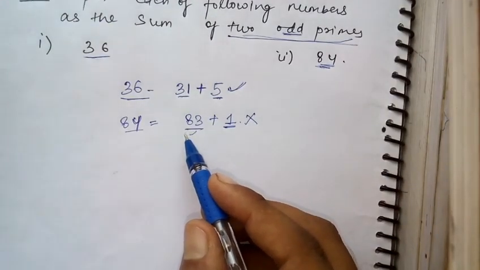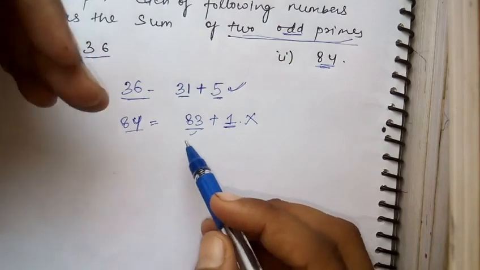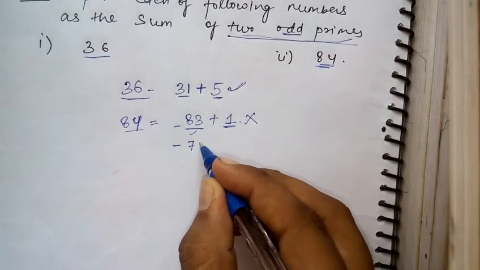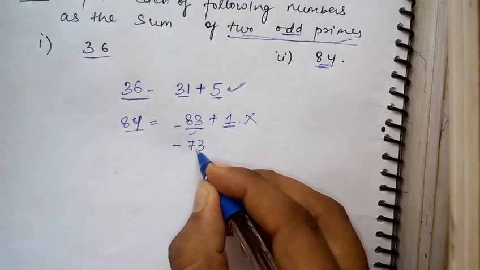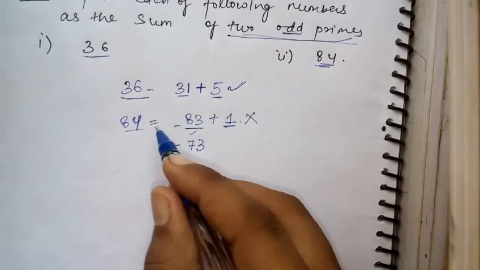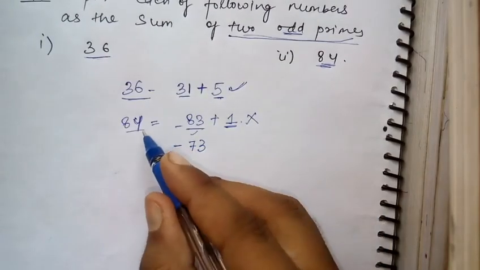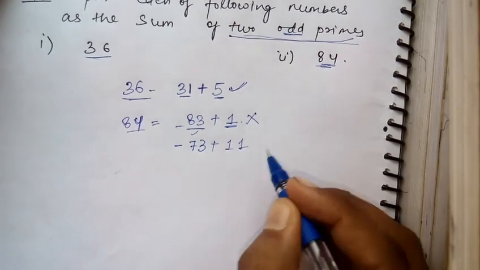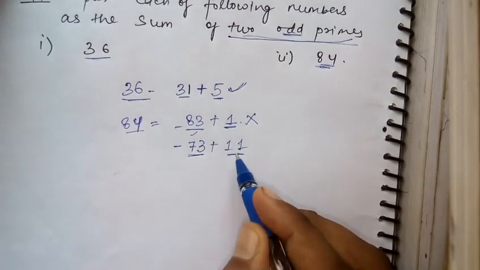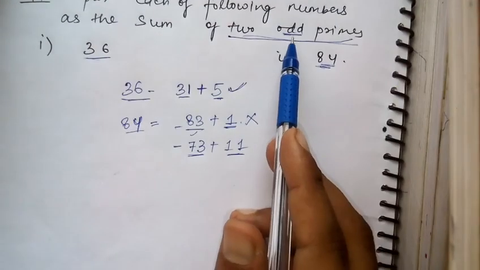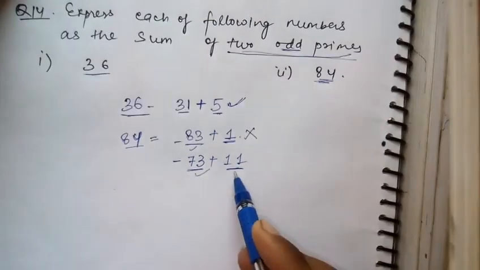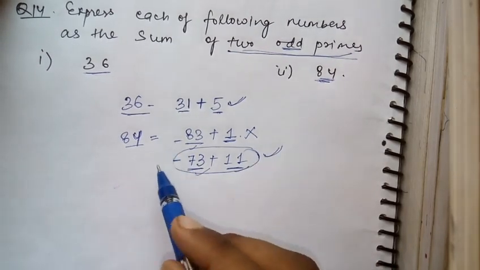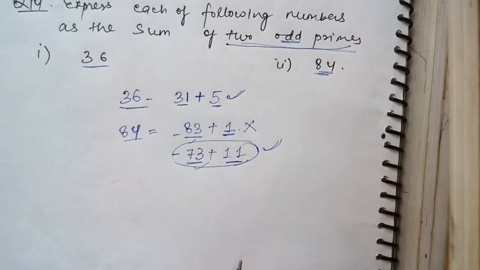Again we have to search for a prime number which is less than 84. So 73 is the next prime number which is less than 84 and closer to 84. 84 can be written as 73 plus 11. We can see that 73 and 11 both are odd numbers, and they are also prime numbers, so this solution is acceptable.